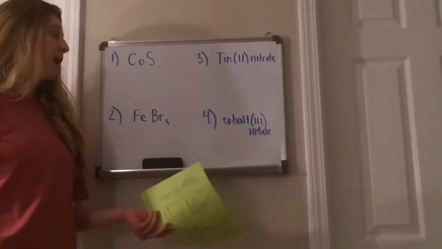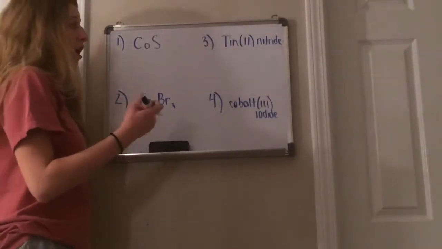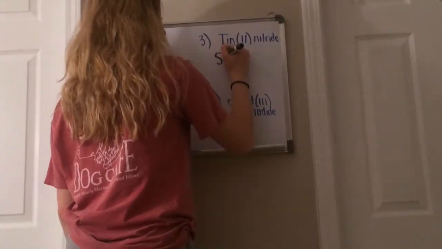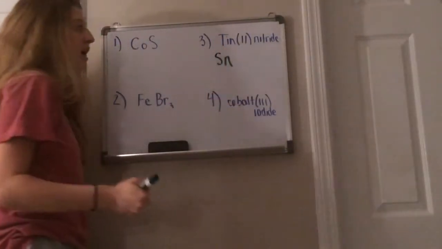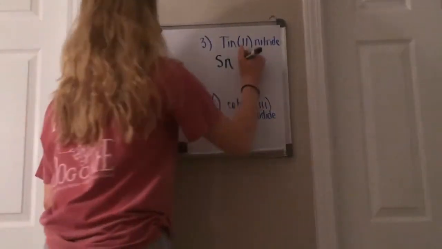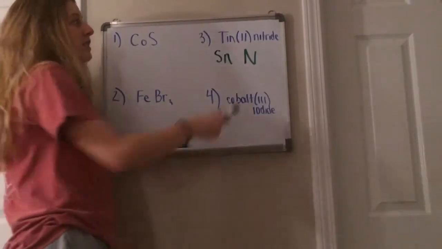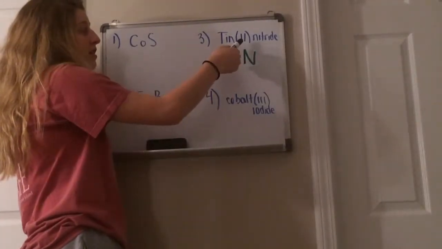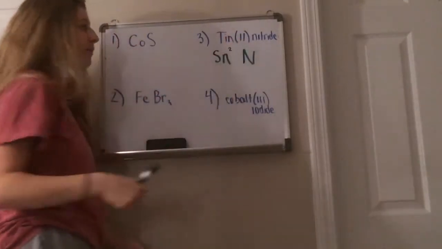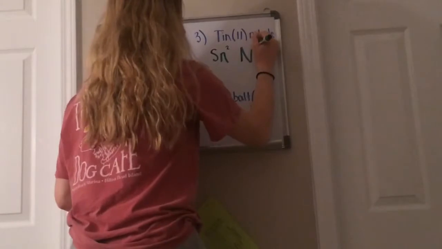Now we're going to switch it up. So we have tin(II) nitride. So tin is a transition metal, and its formula is Sn. And then nitride is actually nitrogen, so it's N. Alright, so this Roman numeral is telling us that tin has a charge of 2. So we're going to write 2 up here. And we know that nitrogen has a charge of -3.